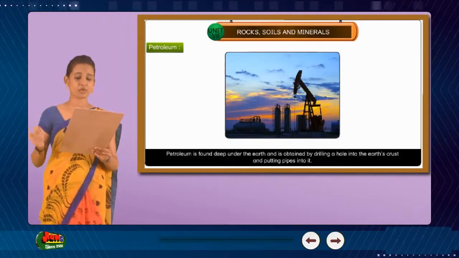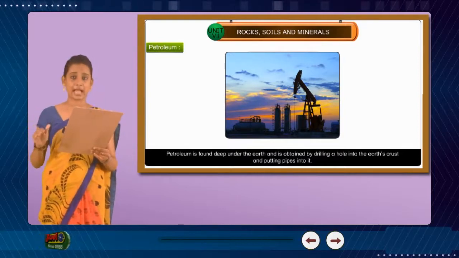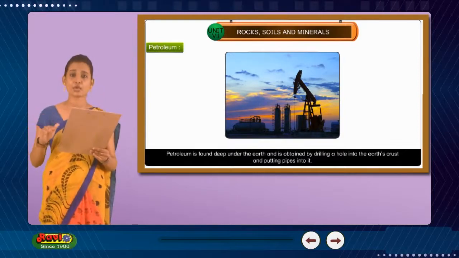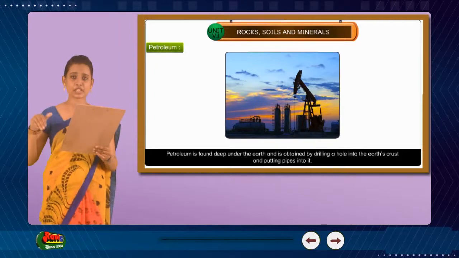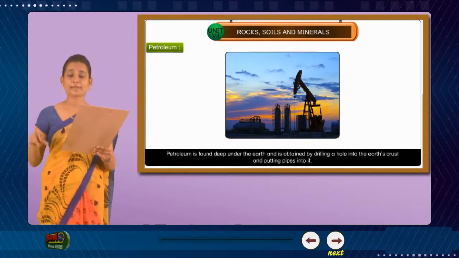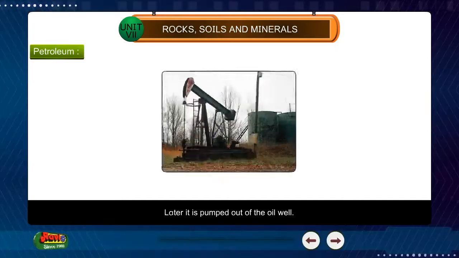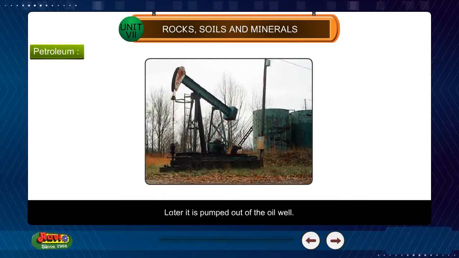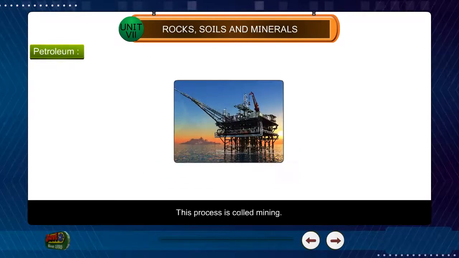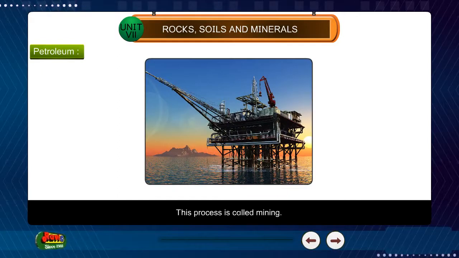Petroleum is found deep under the earth and is obtained by drilling a hole into the earth's crust and putting pipes into it. Later it is pumped out of the oil well. This process is called mining.